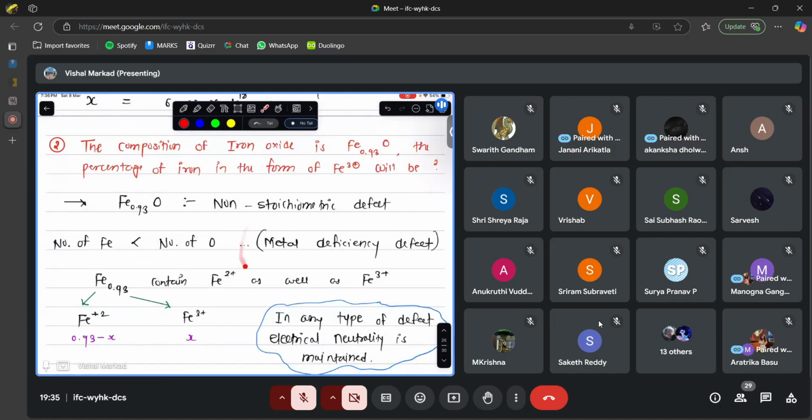Clear? And one more question is here like this. Simple, you read the question. The same question is there for the board. Read this one.